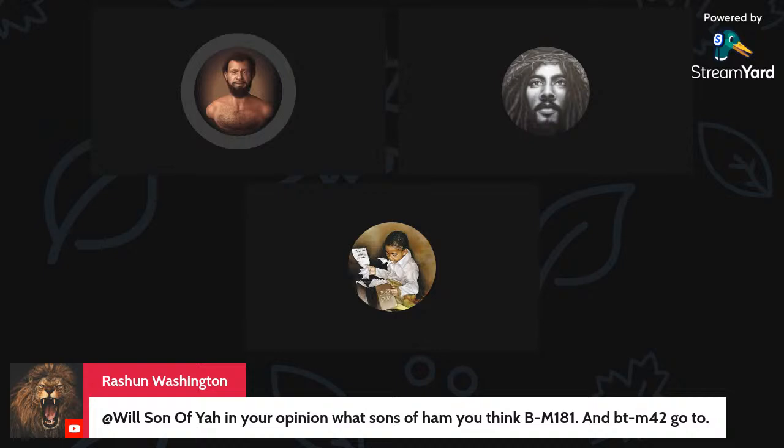Says, in your opinion, what sons of Ham do you think BM-181 and BTM-42 go to? I don't know what specifically sons of Ham they would be. I do believe we found the B2 in Sidon in those samples. Let me make sure that's correct. Yep, we found a B2. Yep, a BT in Sidon. But like I said earlier, it's hard to identify all these different sons of Ham. It's hard to identify all these different sons of Shem.